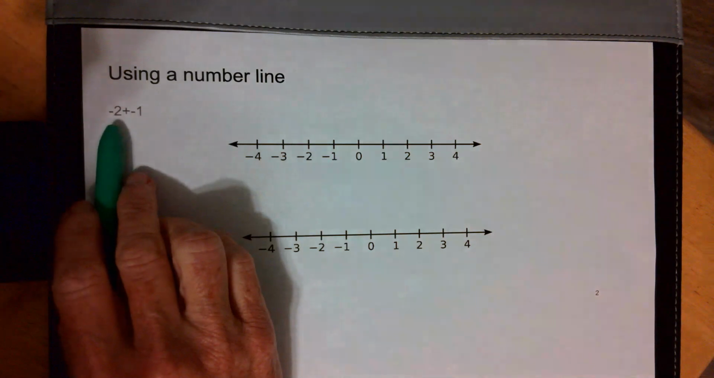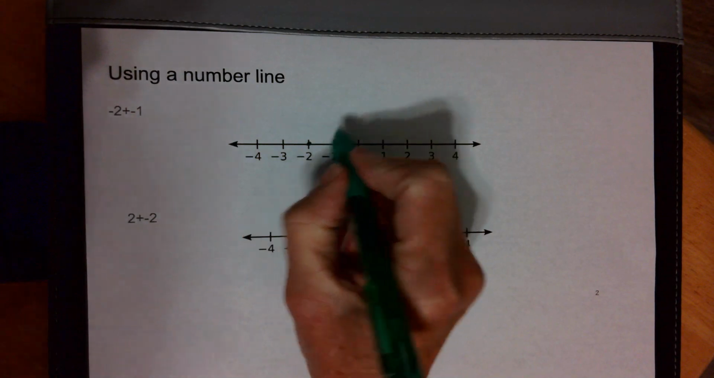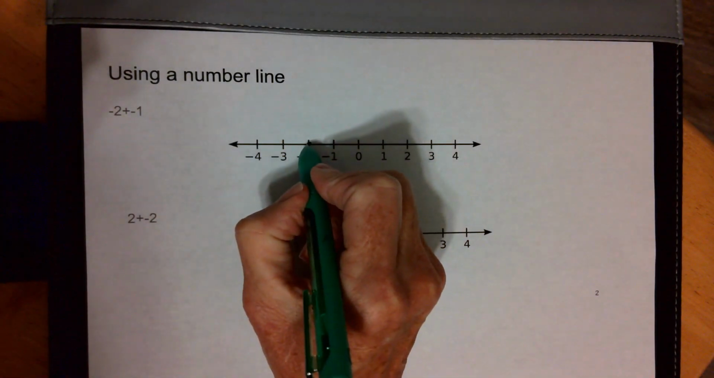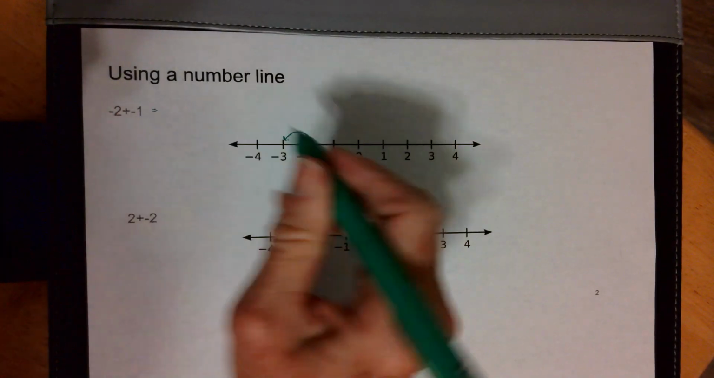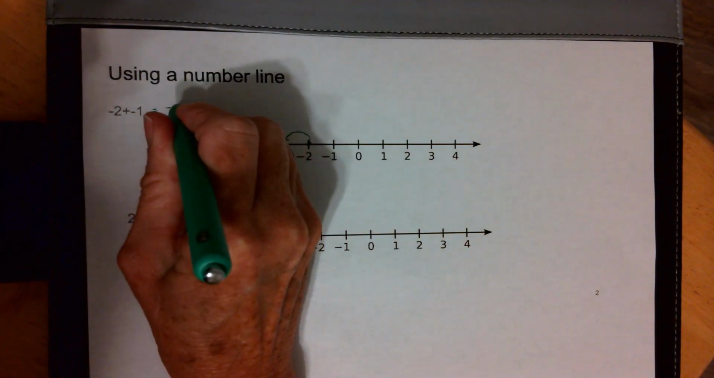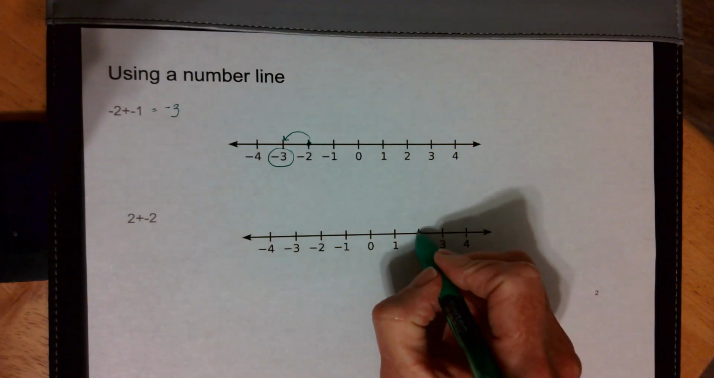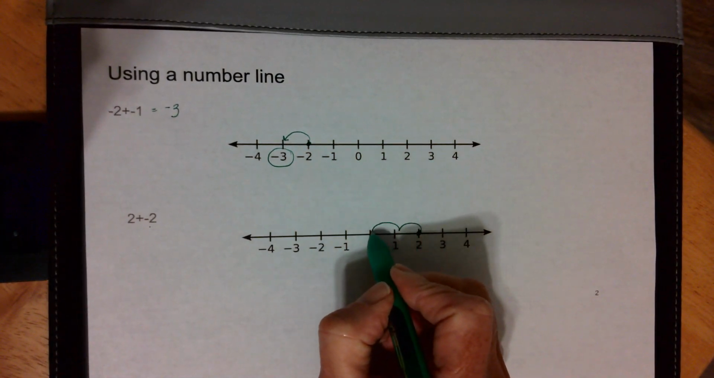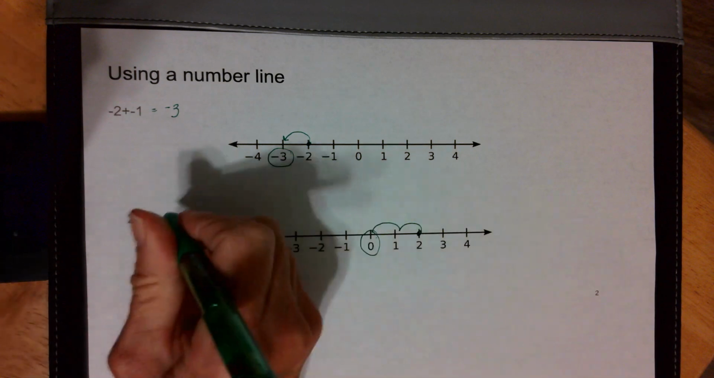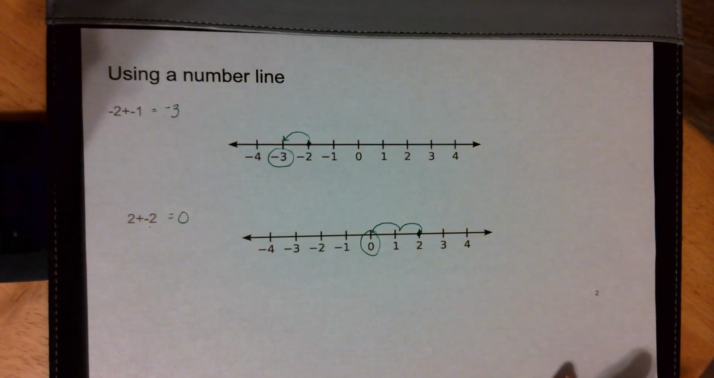So if you were trying to add -2 plus -1, you would put yourself at -2 on the number line, and because it says -1, you would jump backwards, or to the left one spot, which lands you at -3. Down here, you would be at +2 on the number line, and then you're adding a -2, so you're going to go to the left 2, and it lands you at 0. So +2 plus -2 is equal to 0. That's like saying that you're adding the opposites.